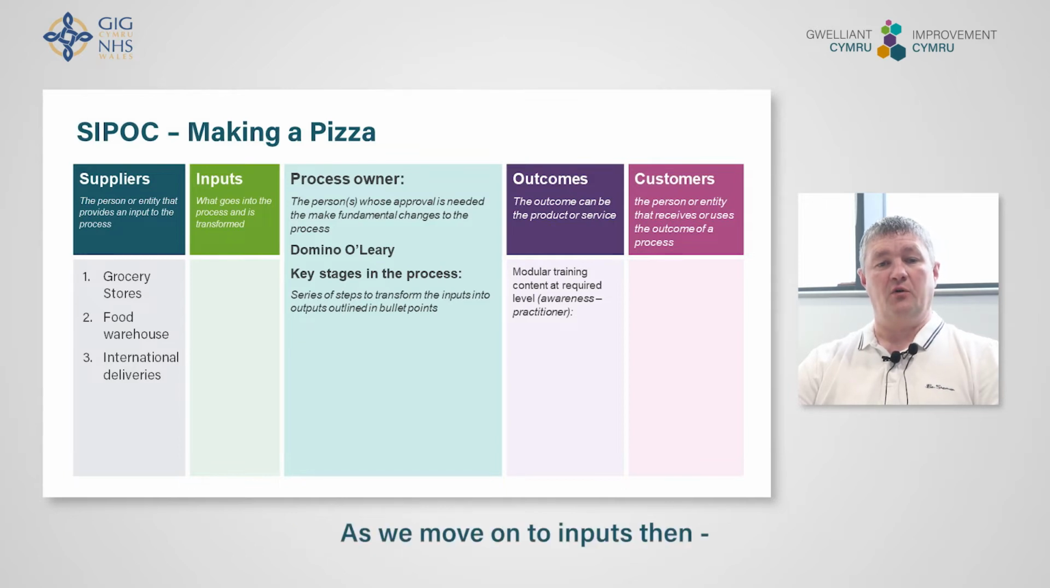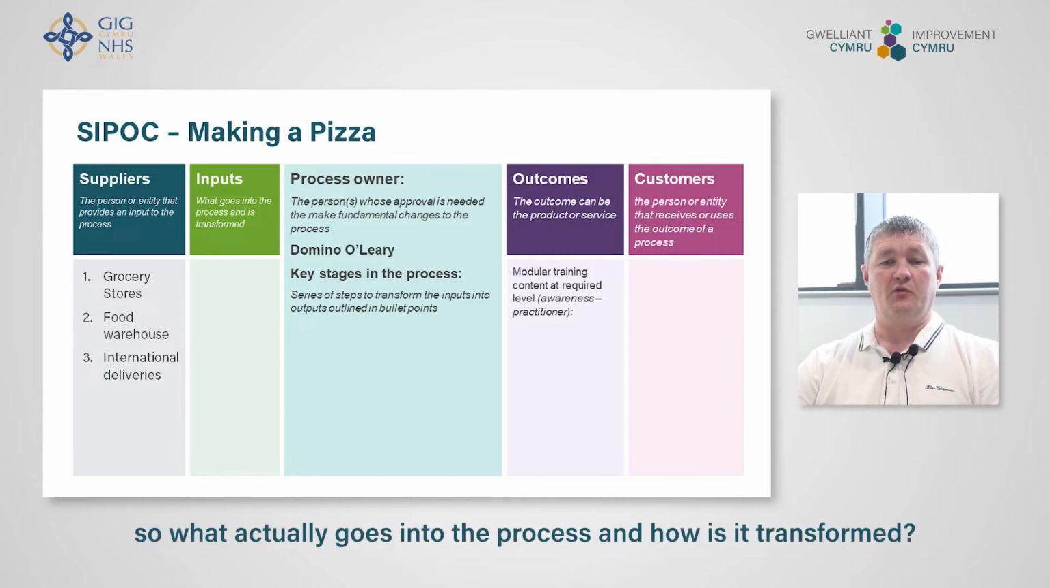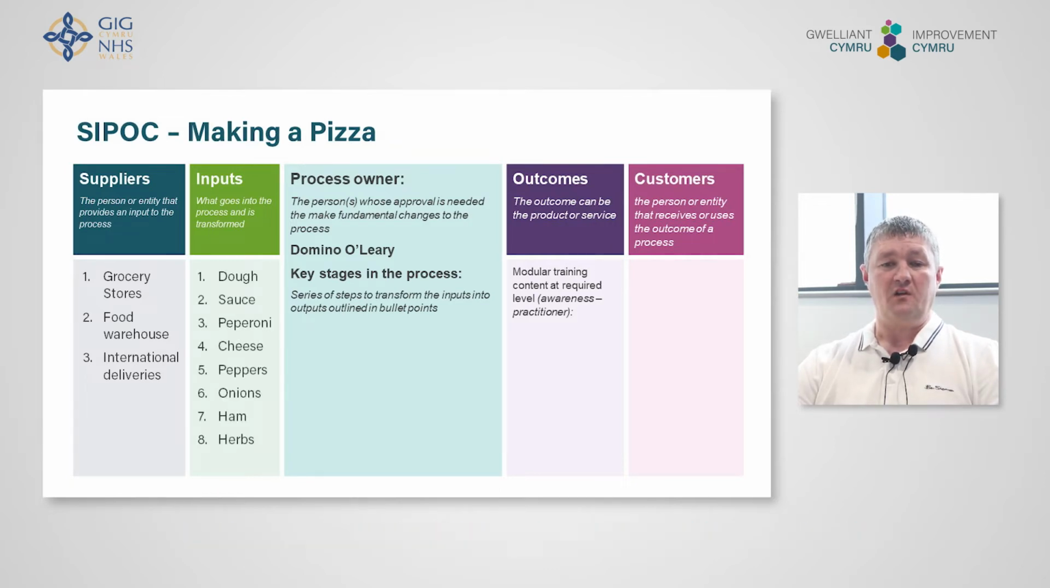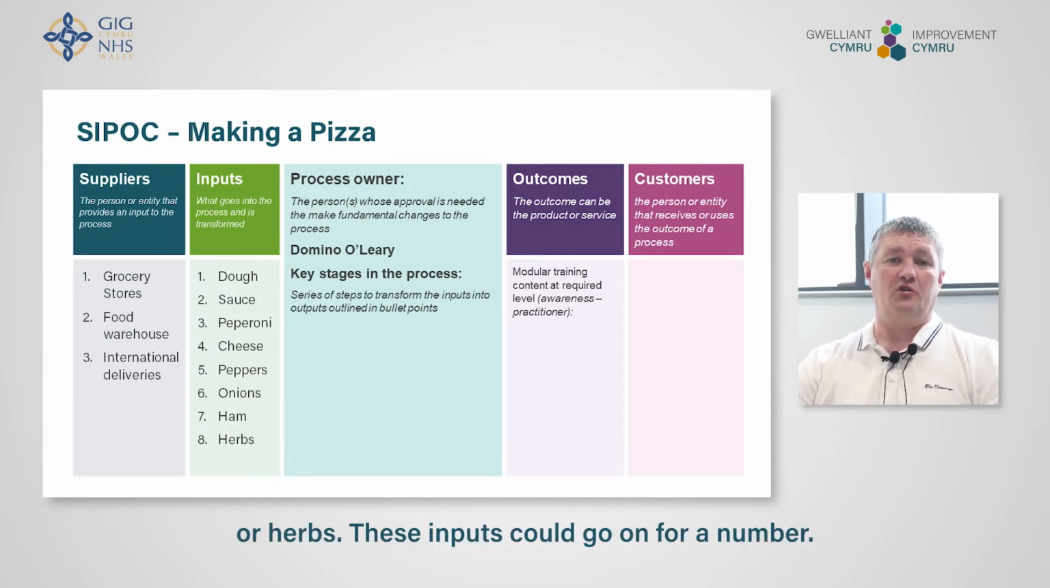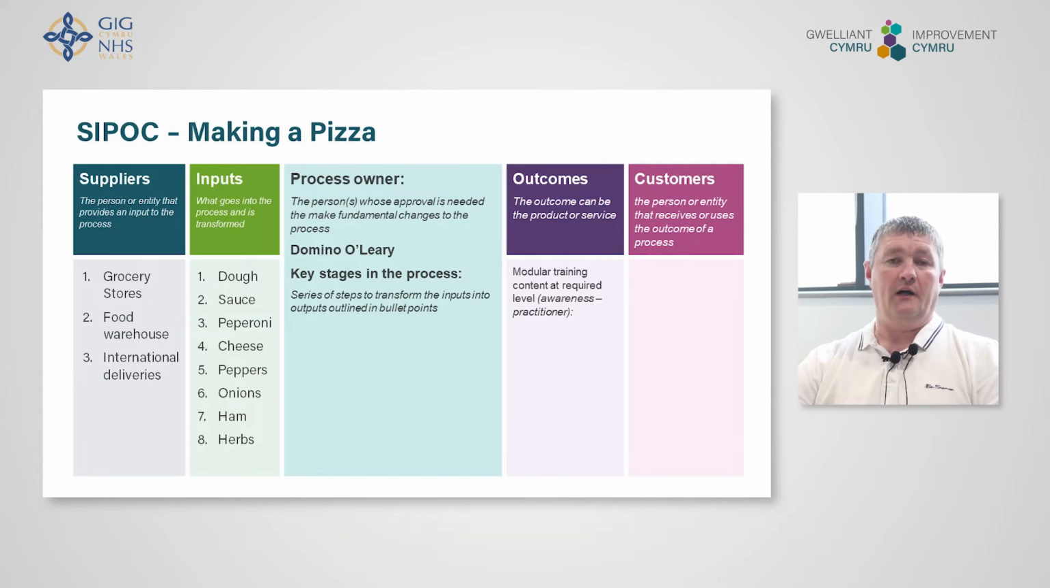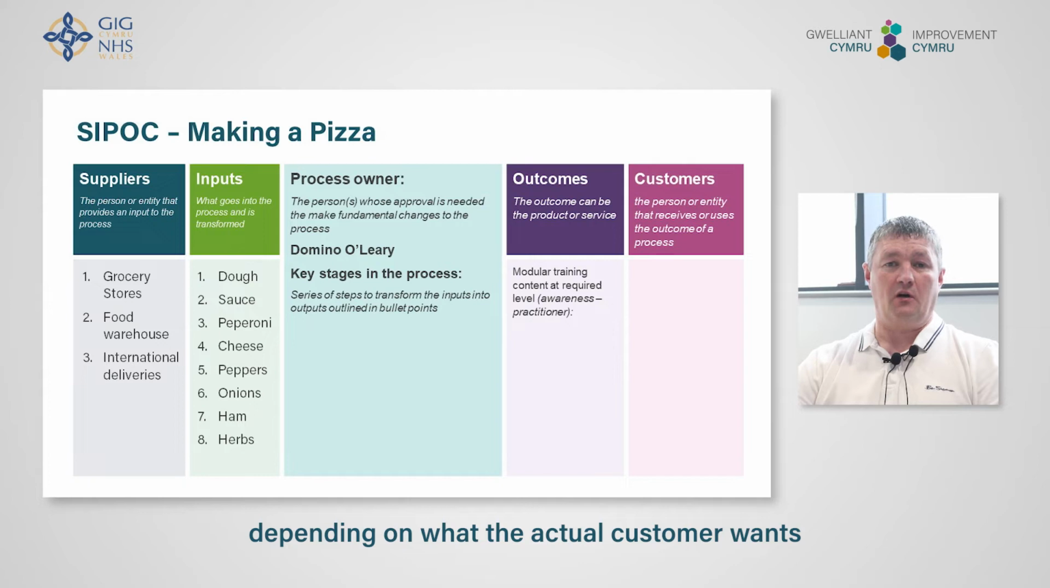As we move on to inputs then, so what actually goes into the process and how is it transformed? So the input starts with the dough. So making the dough, then perhaps adding the sauce, adding the ingredients such as pepperoni, cheese, peppers, onions, hams or herbs. These inputs could go on for a number. You could have 20 different inputs, as an example, depending what the actual customer wants to fulfill the needs for the customer.